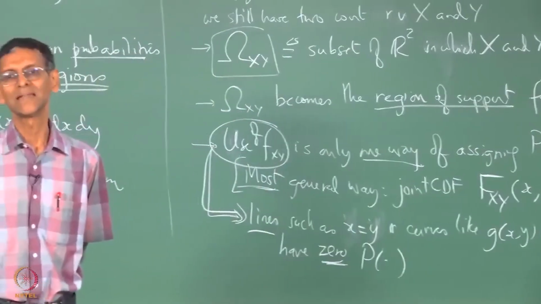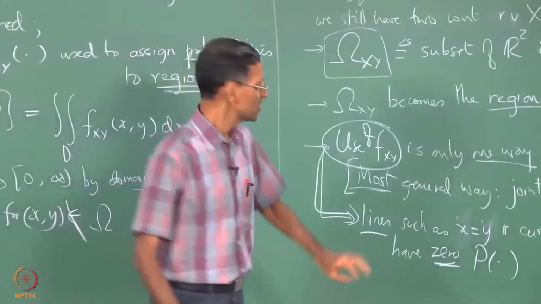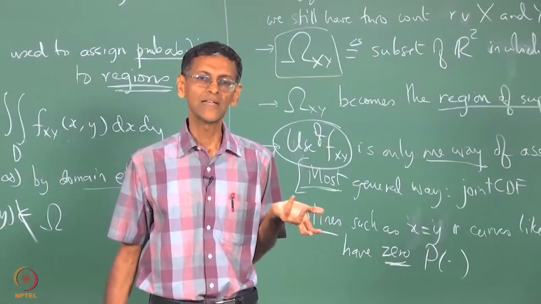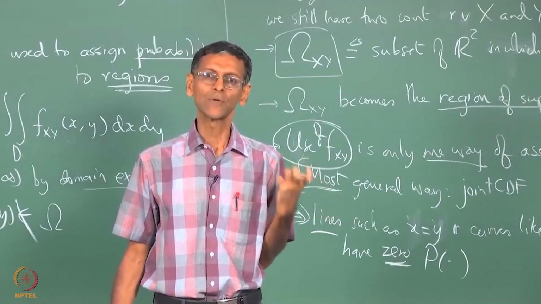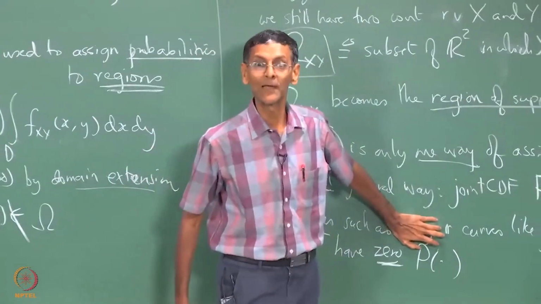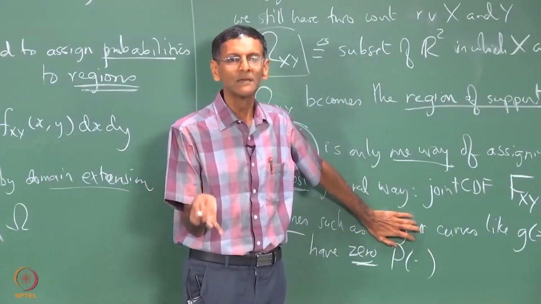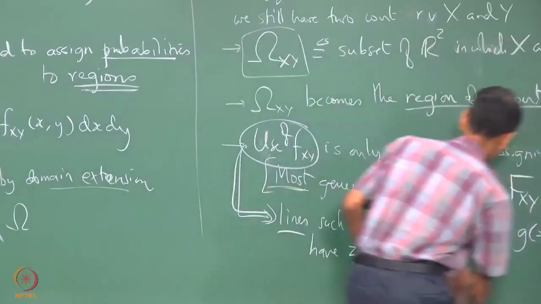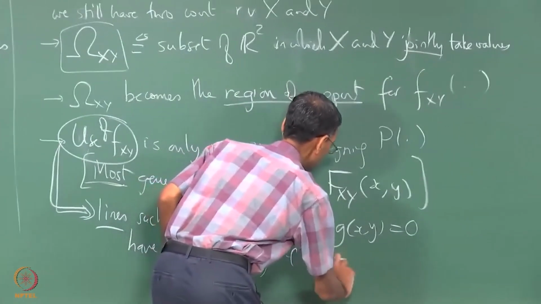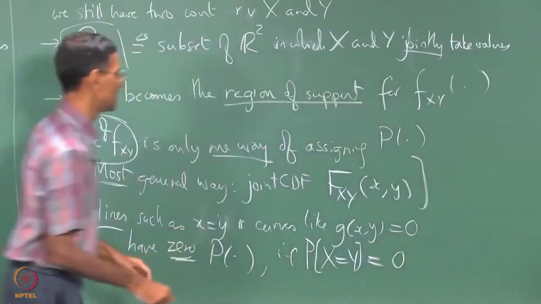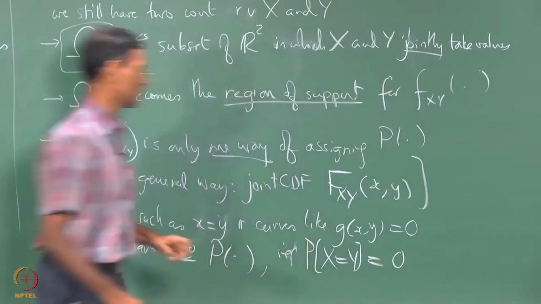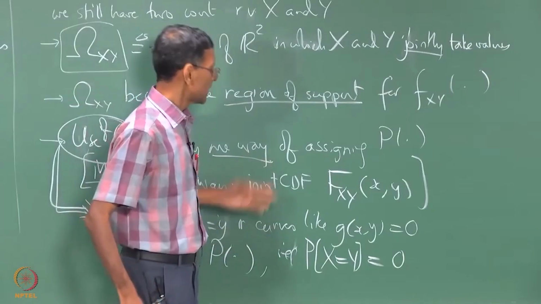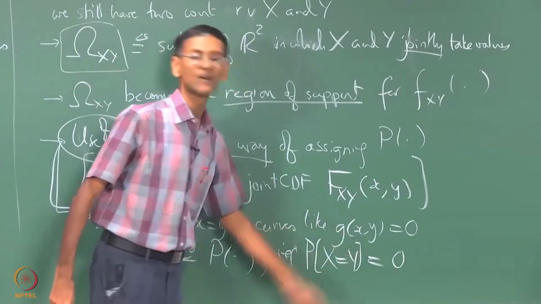that X will be equal to Y? That has to be 0, because this line represents the event that capital X equals capital Y. The event capital X equal to capital Y is captured by the line x equal to y, exactly as in the discrete case, isn't it? So you say that P of X equal to Y is 0, or e.g. whatever you want to say. That's also true for any curve g(x, y).